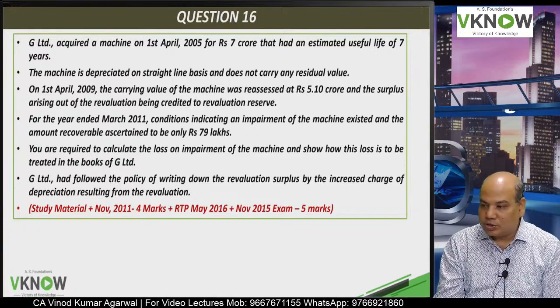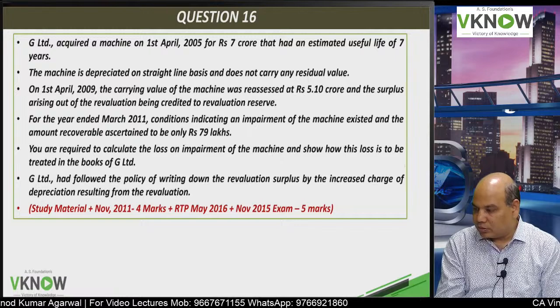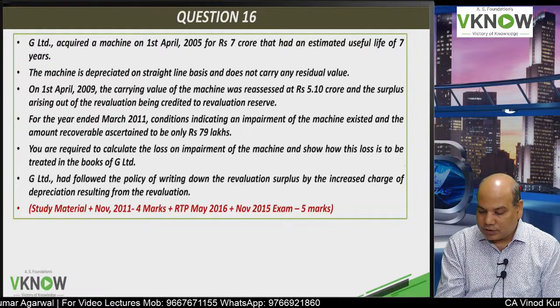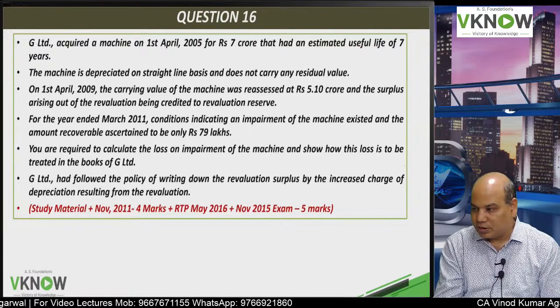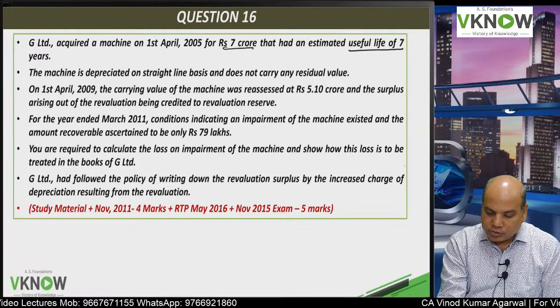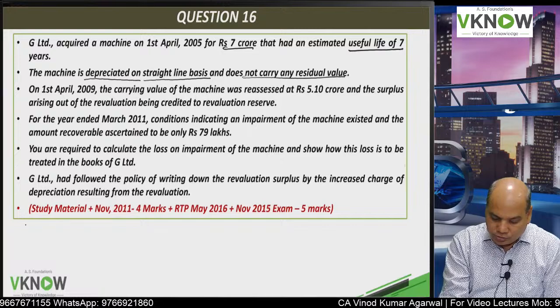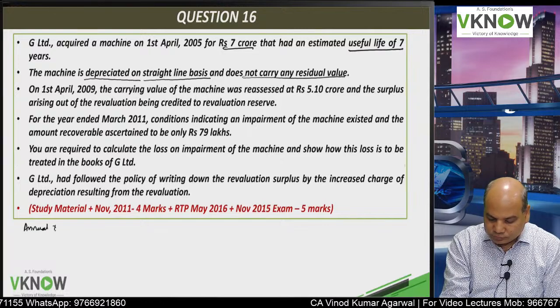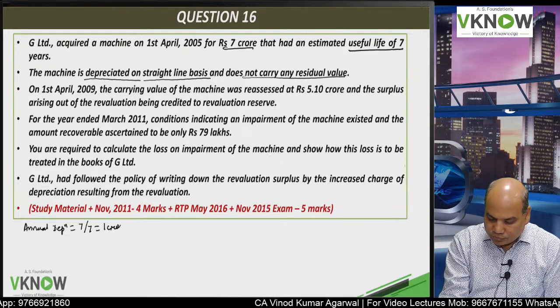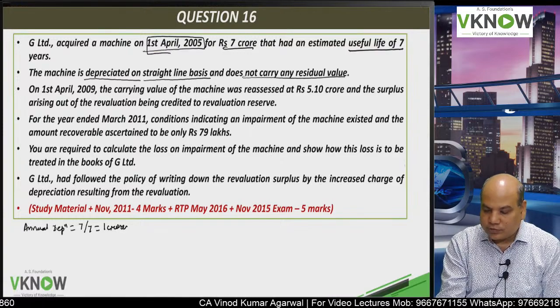G Limited acquired a machine on 1st April 2005 for rupees 7 crore. That has an estimated useful life of 7 years. 7 crore is the cost. Life is 7 years. The machine is depreciated on straight line basis. Does not have residual value. So your annual depreciation will be 7 crore divided by 7 years is 1 crore. And it was purchased on 1st April 2005.